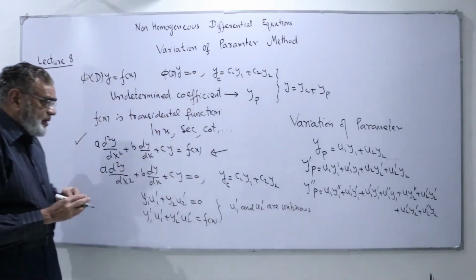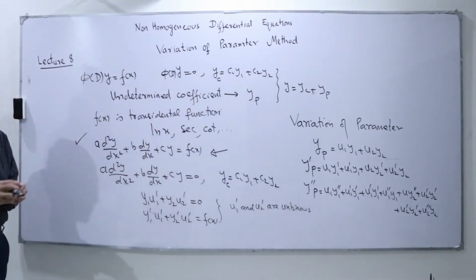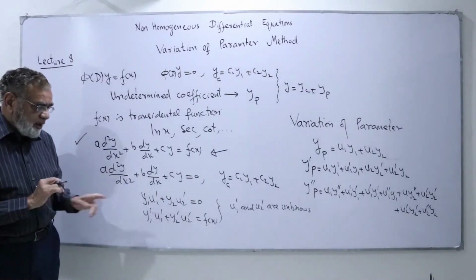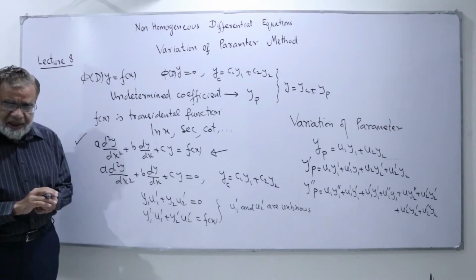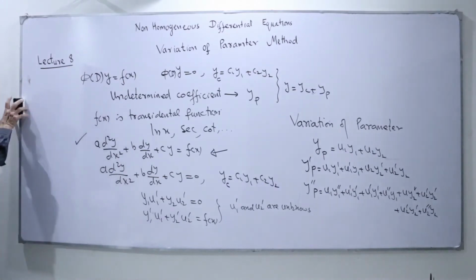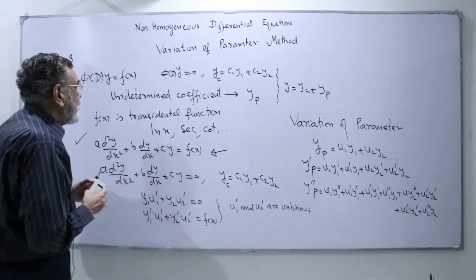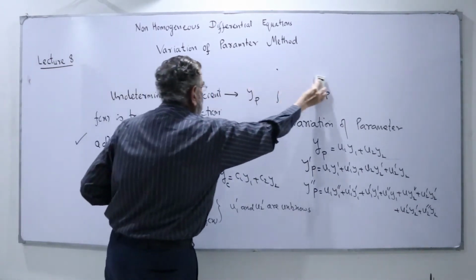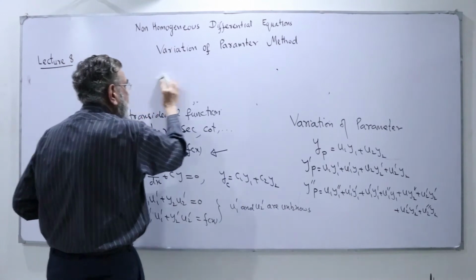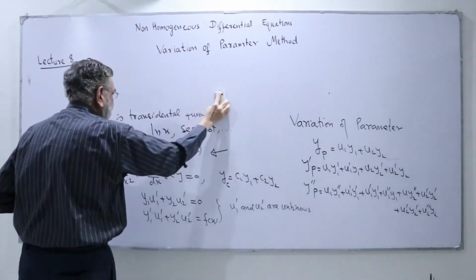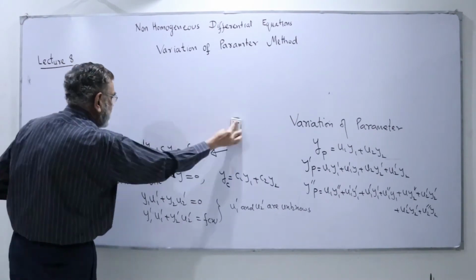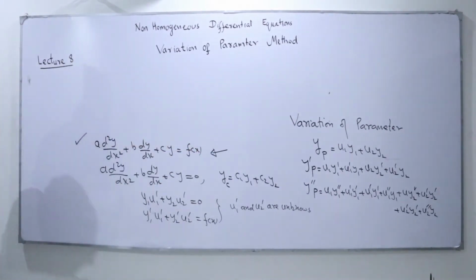Here I skip the step of how we compare the coefficients. You can find the details in any differential equation book. So I get these two equations, and with the help of these two equations I am going to solve and find u1 dash and u2 dash. And here I can show you how we are going to organize that.